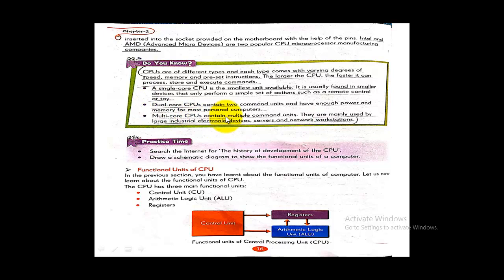In the first chapter we talked about multi-cores, which have multiple command units. They are used in large industrial electronic devices, servers, and network workstations. First is the single core CPU, second is the dual core CPU. Single core CPUs are found in remote controls and toy cars, dual core CPUs are found in personal computers, and multi-core CPUs are used in large industrial electronic devices, servers, and network workstations.